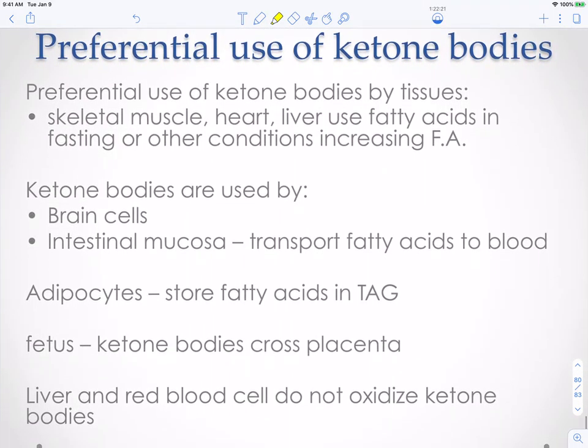So the preferential use of ketone bodies: skeletal muscle, heart, and liver will use fatty acids in fasting. Ketone bodies will be used by brain cells. It'll also be used by intestinal mucosal cells. These are important for transporting fatty acids into your blood. Adipocytes are going to store fatty acids in TAG. In the fetus, ketone bodies can cross the placenta. Liver and red blood cells can never oxidize ketone bodies.